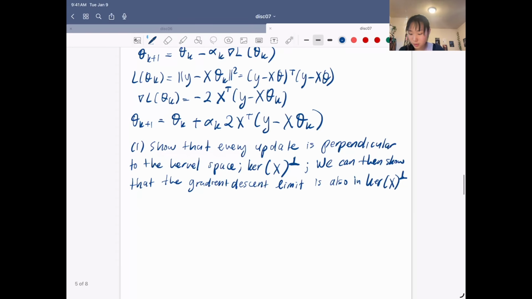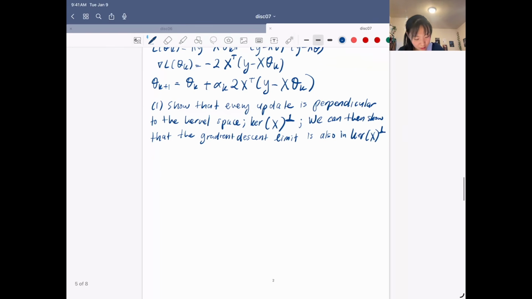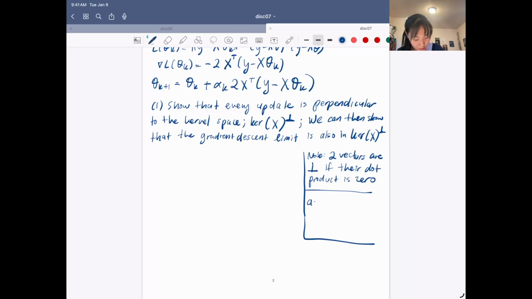And two quick notes right over here: recall that two vectors are perpendicular to each other if their dot product is 0. And also recall that the dot product A dot B is equivalent to A transpose B.